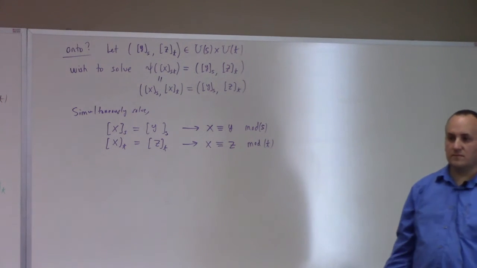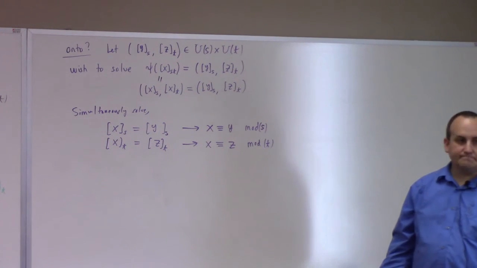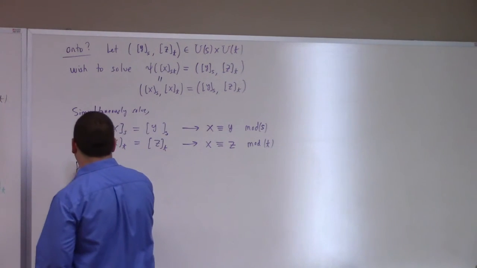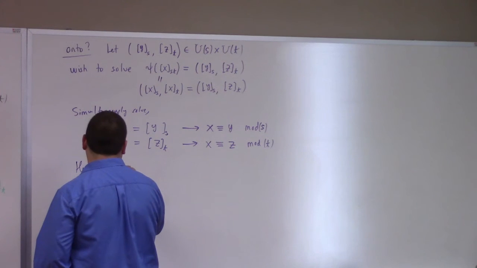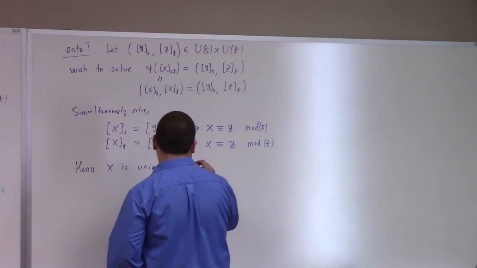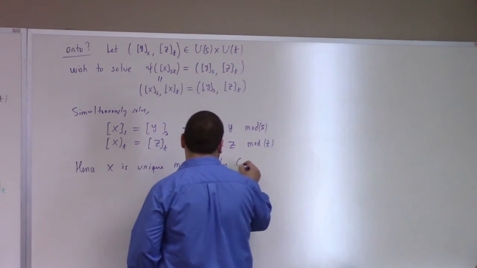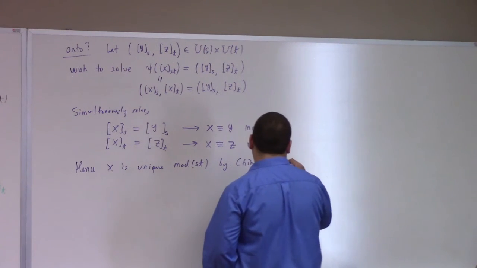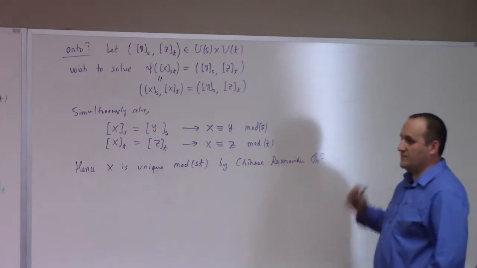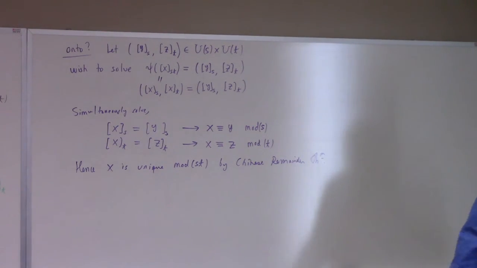Why can I solve this? This is a system of congruences of relatively prime moduli. Hence, x is unique mod st by the Chinese remainder theorem. Chinese remainder theorem says not only does this system of congruences have a solution, it has a unique solution, mod st.